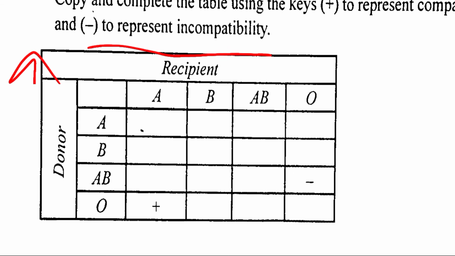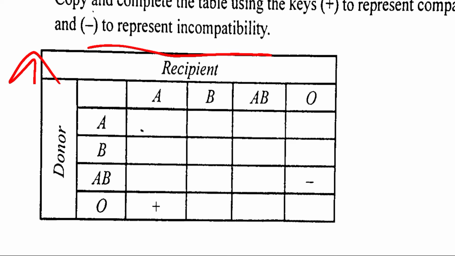Now I'll move to this rule. A person who has blood type B similarly cannot give blood to a person who has blood type A, like I have explained. A person who has blood type B can give blood to a person who has blood type B. Sorry, this should be negative. A person who has blood type B can give blood to a person who has blood type B. So this will be positive.